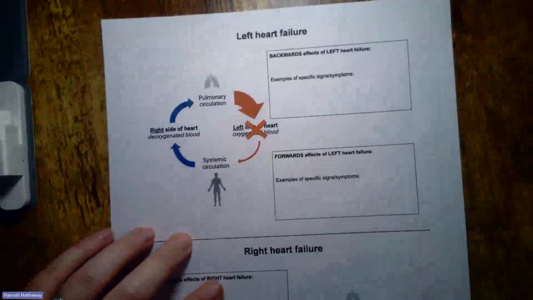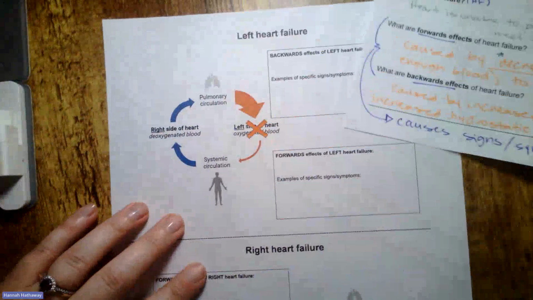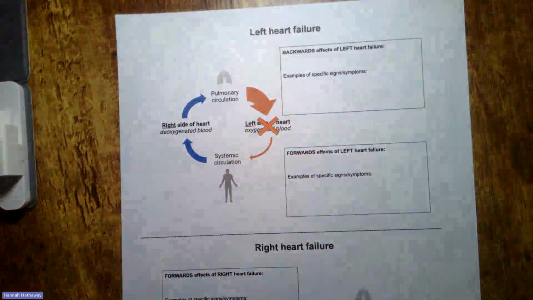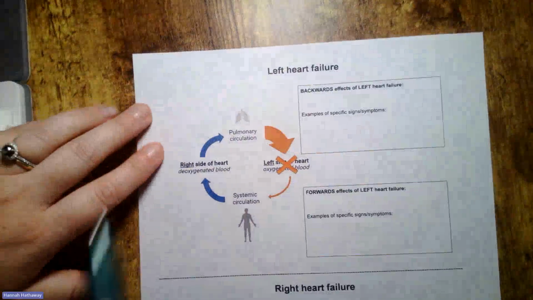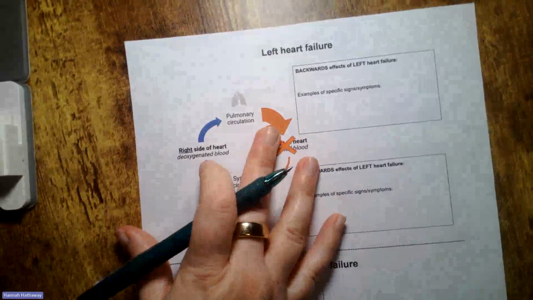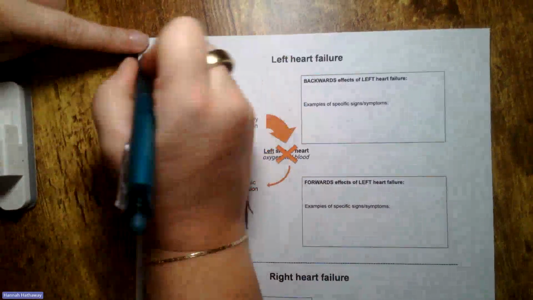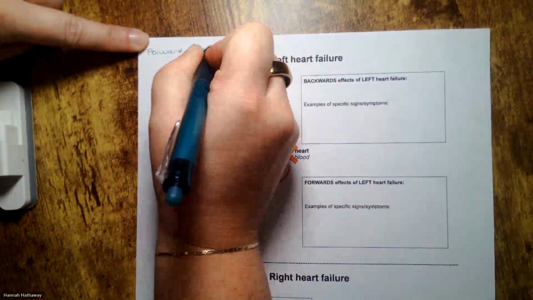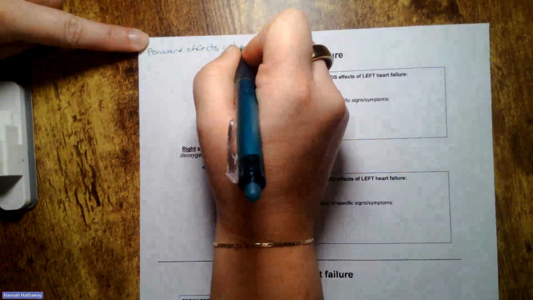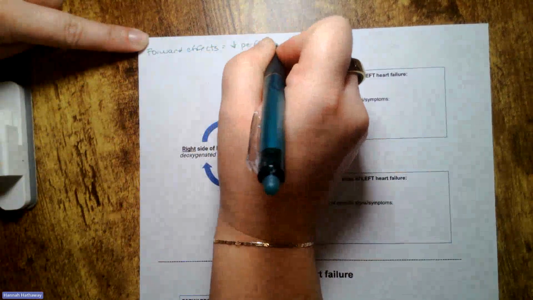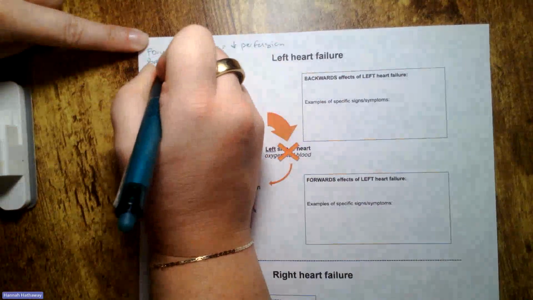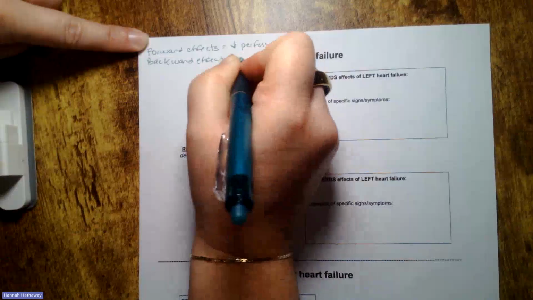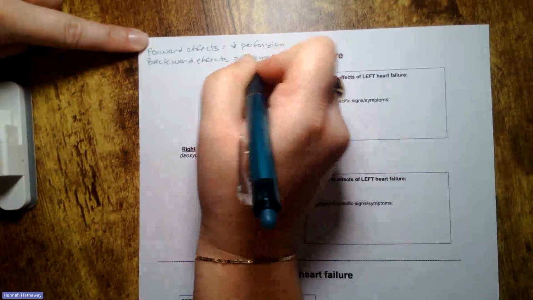So we're going to go to the next page here. Once again, this is just showing that little diagram. I filled it out here. And then remember, I'm going to write this up here just so we don't forget. Forward effects, those cause decreased perfusion, meaning not enough blood in the tissue. And backward effects, those cause edema, which is swelling.